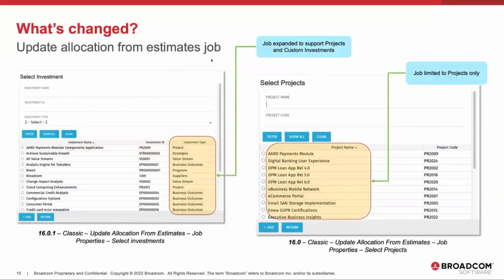Now, I mentioned that the underlying job has been updated to support both projects and custom investment types. This is just a visual here on the left-hand side, drilling into Studio and looking at the job, and it gives us the investment types that you can choose from. There's business outcomes, value streams, suppliers, programs. They all represent custom investment types in addition to the project entries there too. And on the right-hand side, this is what it looked like before. It was project only focused. So just keep that in mind.